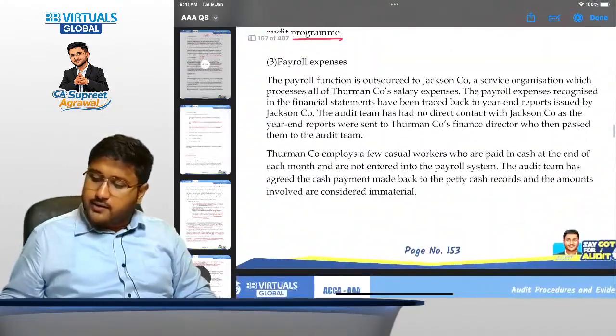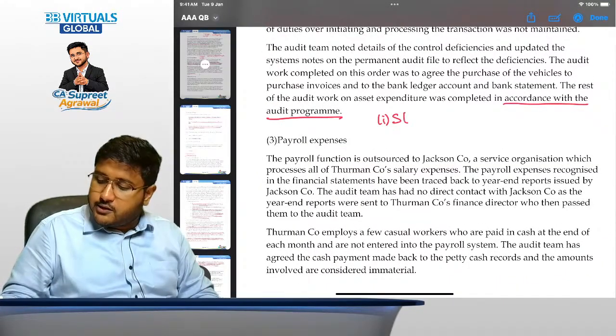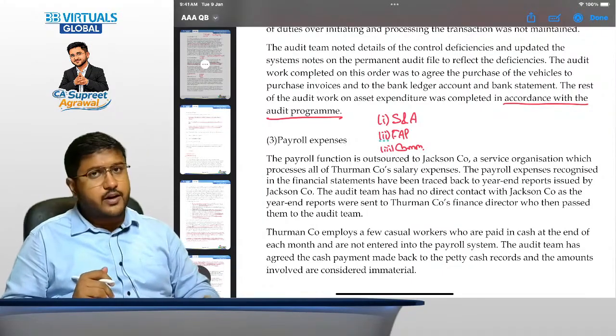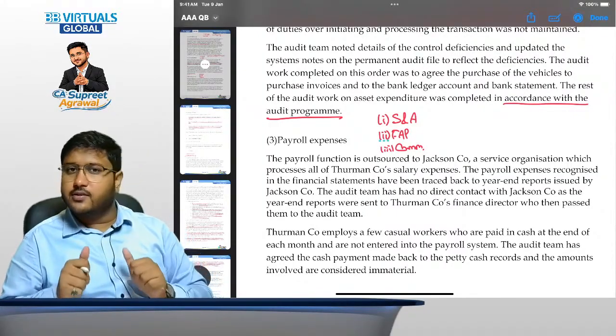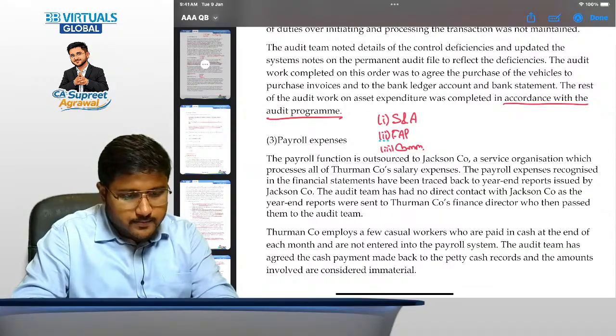Now again, same. Sufficiency and appropriateness of audit procedures, further audit procedures, and communication to those charged with governance, right? Please take 2 to 3 minutes, draft your answer, then we will be discussing it once more.